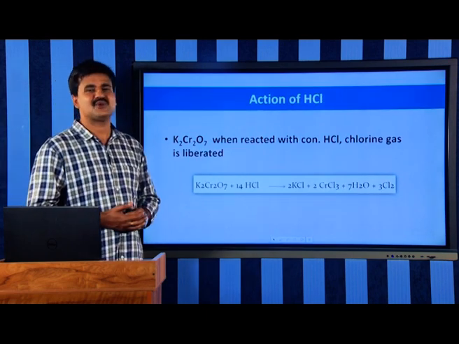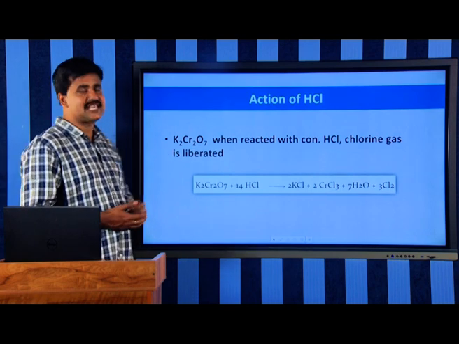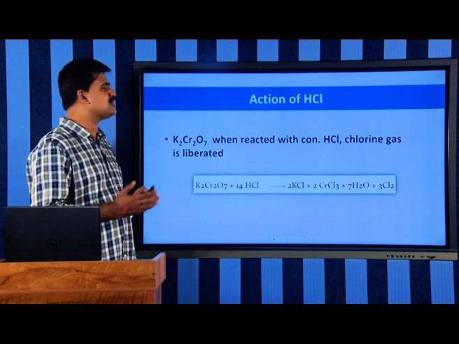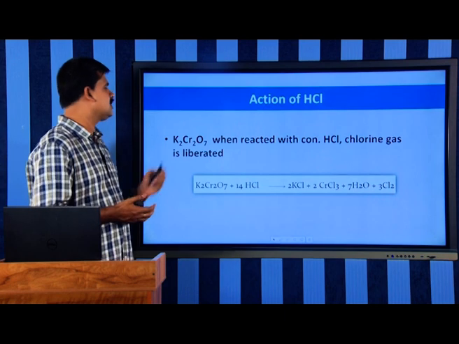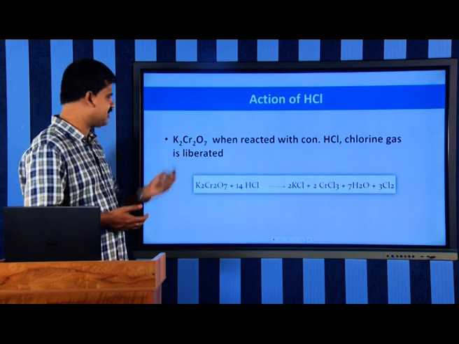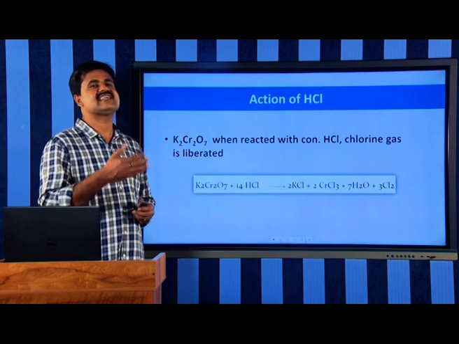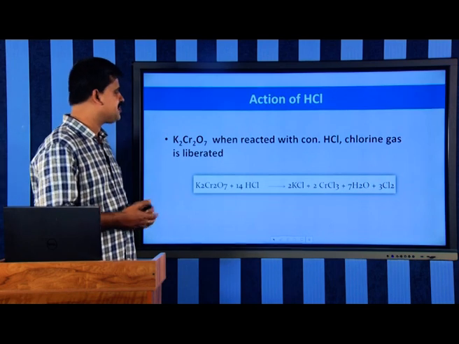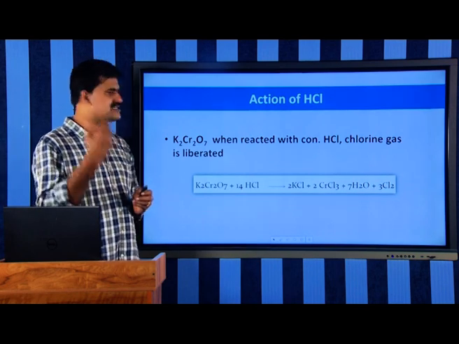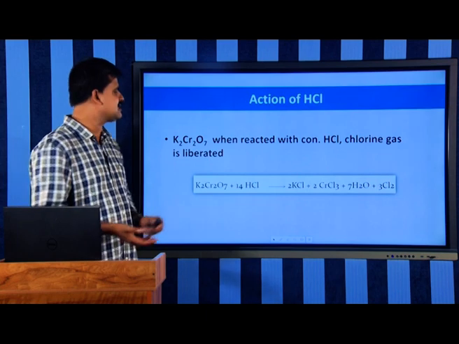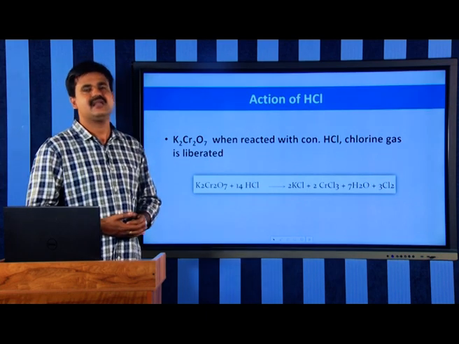Action of hydrochloric acid. Potassium dichromate, when treated with concentrated HCl, chlorine gas is liberated. That is, this is a kind of oxidation reaction. HCl is oxidized to chlorine gas as per the balanced chemical equation.